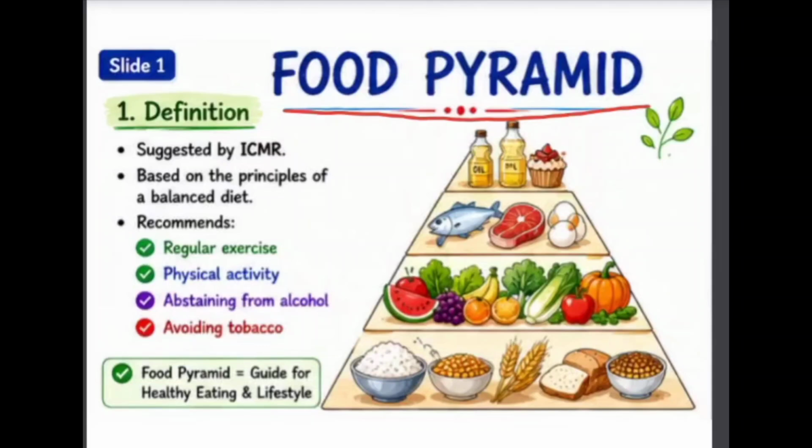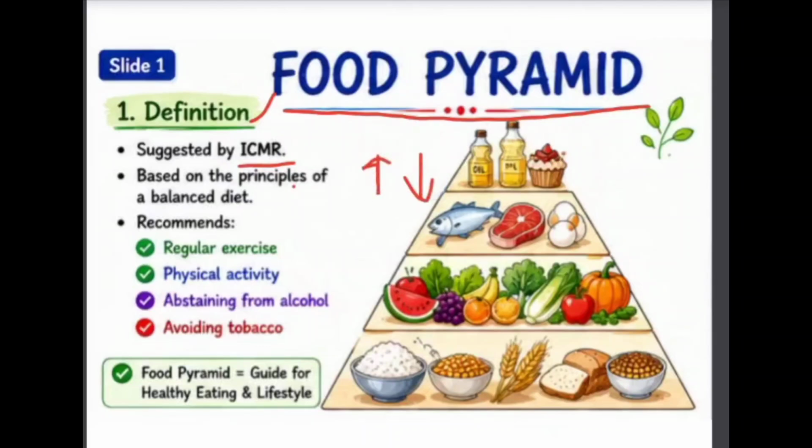Now, let's get started. First, let us discuss the definition of food pyramid. The food pyramid is a visual guide suggested by Indian Council of Medical Research or ICMR. It is based on the principles of a balanced diet and helps people understand what foods should be consumed more and what foods should be consumed less.